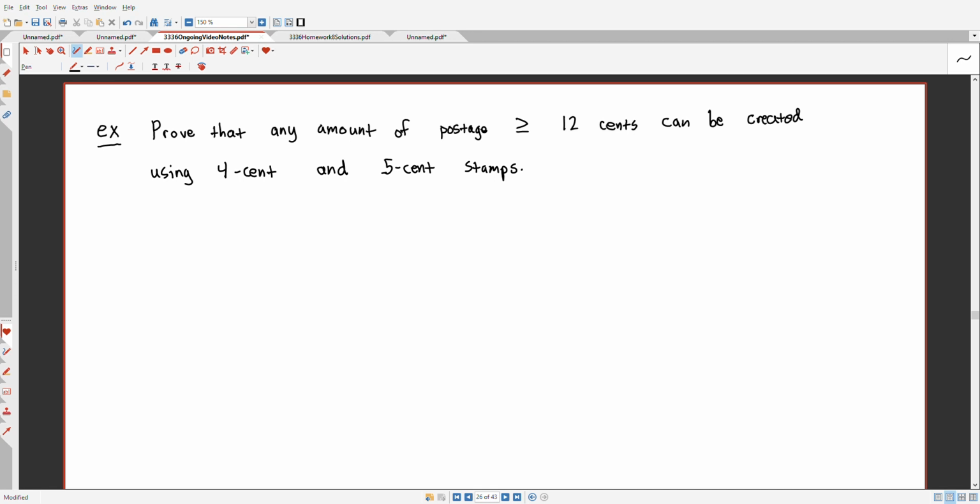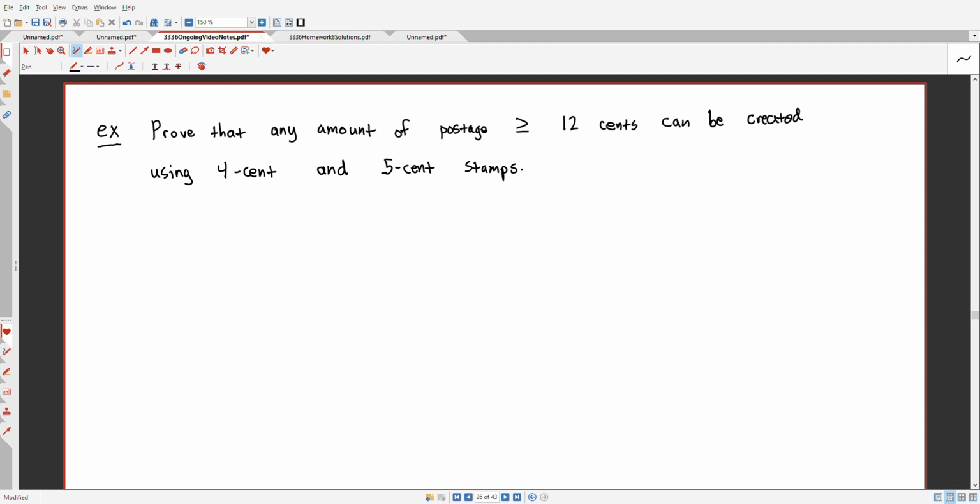Okay, so I don't use the post office that much, but I suspect you guys still largely appreciate what this example is trying to say. Right? It's trying to say you've got a 4-cent stamp and a 5-cent stamp, and you can use any number of those you want. And the claim is that you can create any amount of money, any amount of postage, that's 12 cents or more.